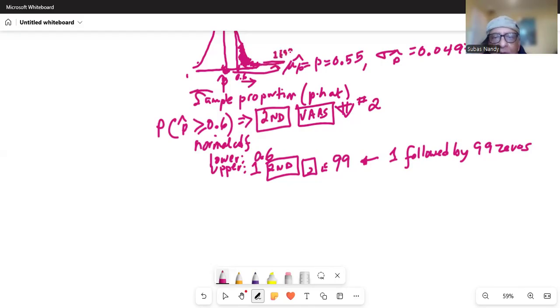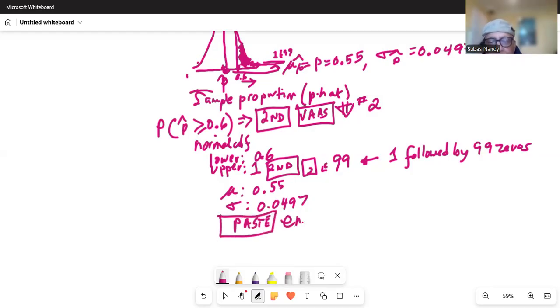1E99. Okay. And then it asks for mu. Well, we know mu is p, which is equal to 0.55, and then it asks for standard deviation. We type sigma, 0.0497, and then we go down on Paste and hit enter twice. Remember, on Paste you have to hit enter twice.